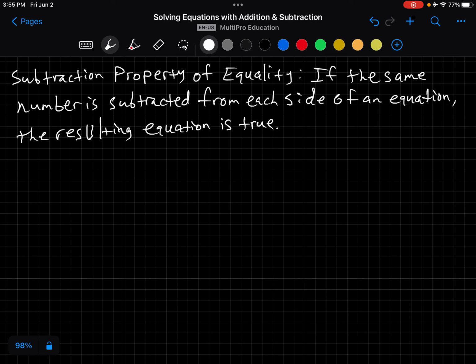Well, that's kind of similar to what we did in that last example. Remember, we added a negative number? When you add a negative number, it's kind of like subtracting a positive number. Okay?